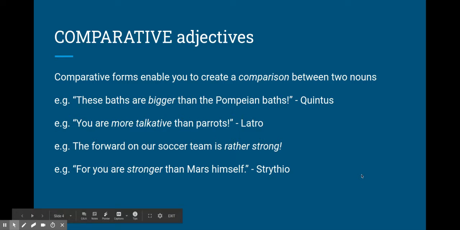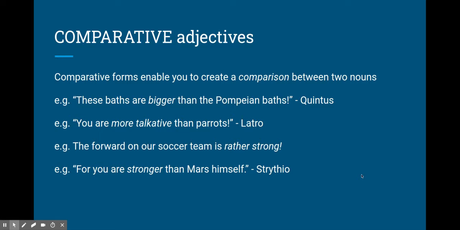Okay, we also have comparative adjectives. Comparative adjectives look like this in English. They enable you to create a comparison between 2 different nouns. Quintus just said in the story In Thermis Part 2, these baths are bigger than the Pompeian baths.